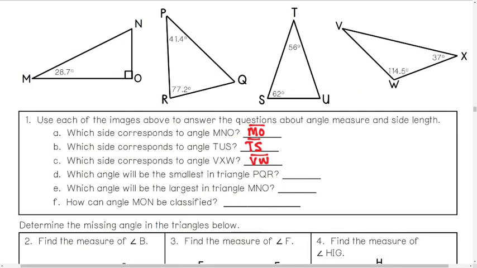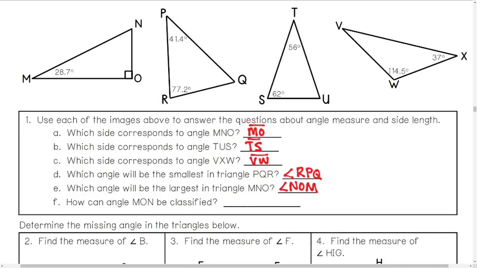Going on further, it says which angle will be the smallest in triangle PQR. Well, the smallest angle corresponds with the shortest side. And it looks to me that this is the shortest side. So the smallest angle will be angle P in that triangle. In this case, we would label it RPQ or QPR. And the largest one in MNO is going to be the 90-degree angle, because this one is the longest side. So I would say angle NOM or angle MON. Both would be the same.